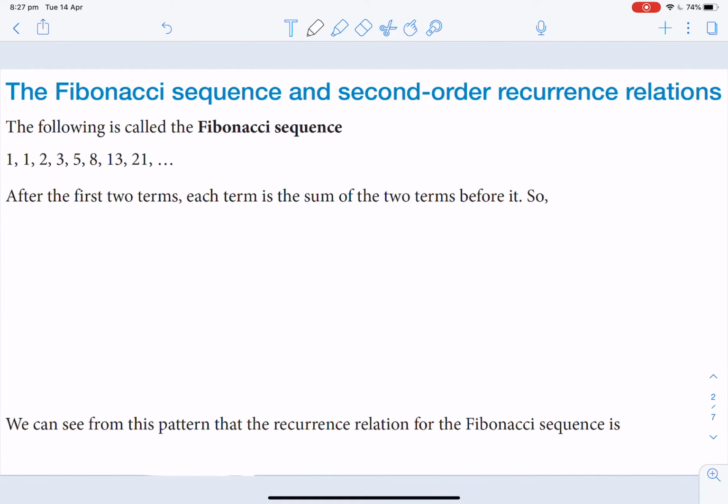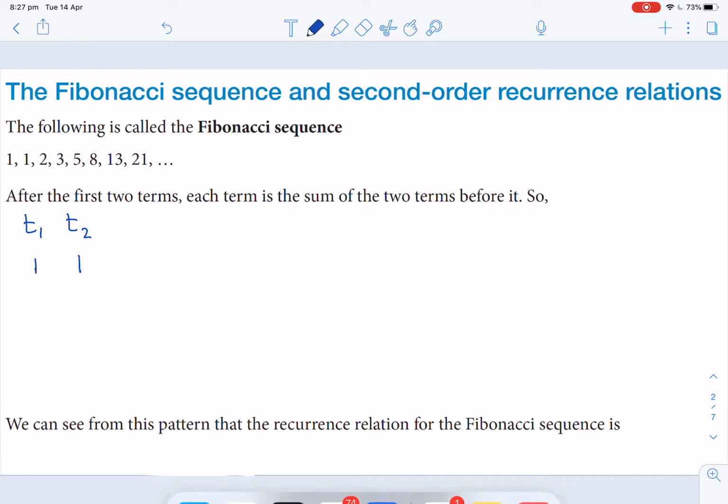So, the Fibonacci sequence and second order recurrence relations. The following is called the Fibonacci sequence: 1, 1, 2, 3, 5, 8, 13, 21. After the first two terms, each term is the sum of the two terms before it. So, first of all we need to find our T1. Let me find a pen that's going to work on this screen. Our T1, our first term, is 1. Our term 2, in this case, is also 1.